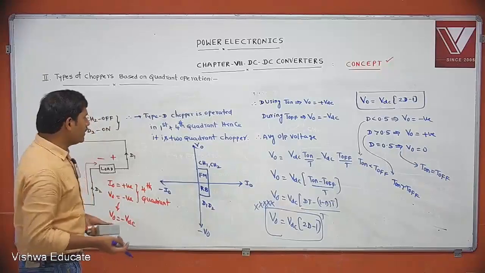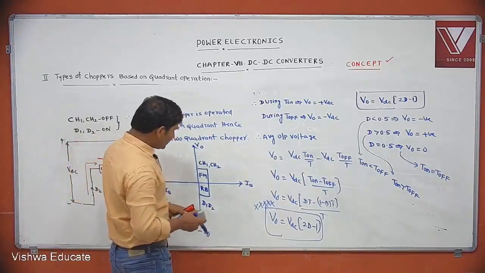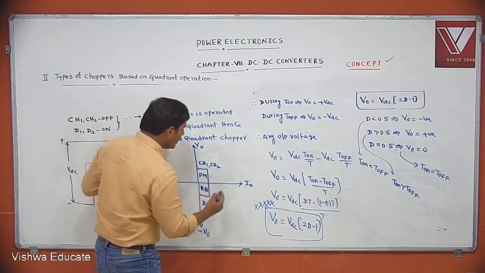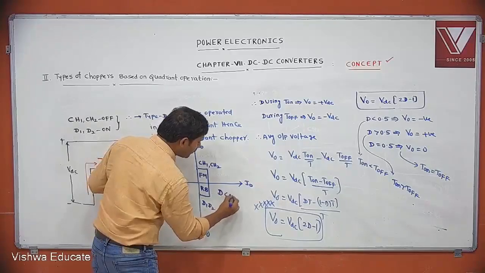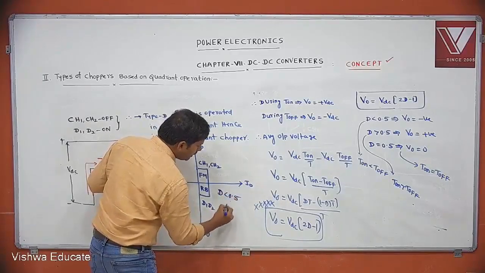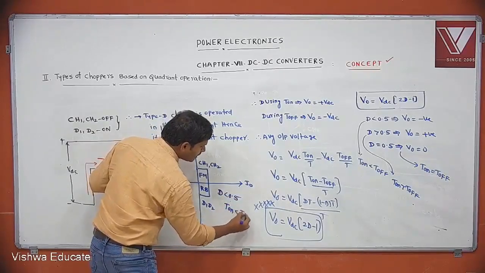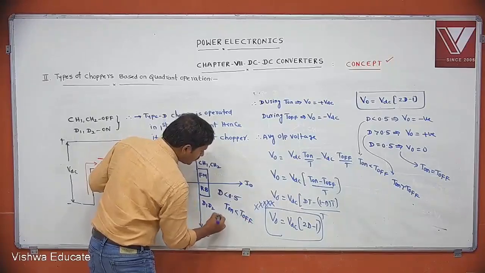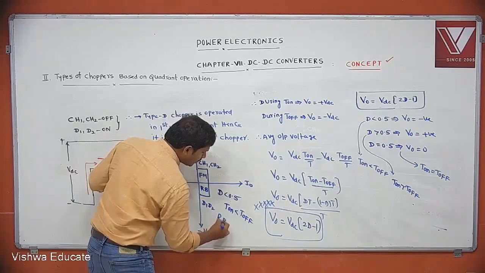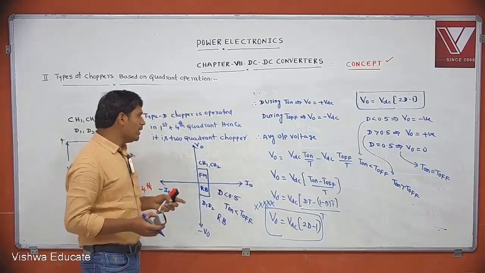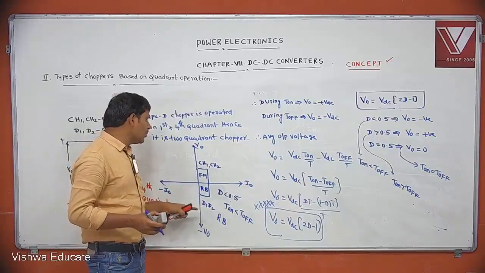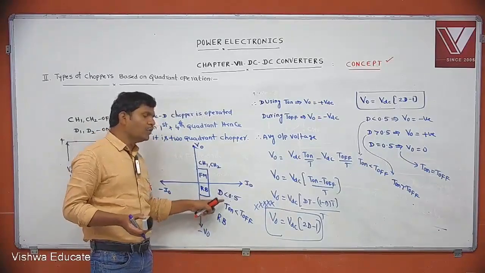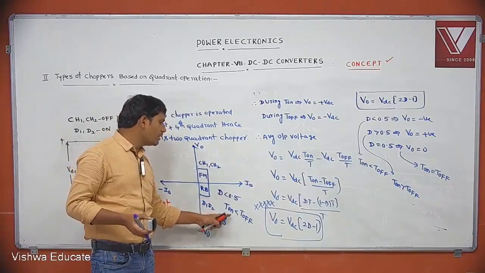That is 0.5. That means V naught negative means this area. When V naught is negative, D is less than 0.5, which means T on less than T off. This is which mode? Reverse braking mode. That means type D chopper is used to control the motor in reverse braking mode for duty cycle less than 0.5, or T on less than T off.